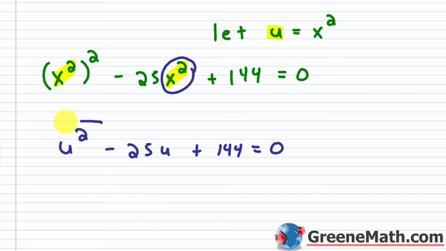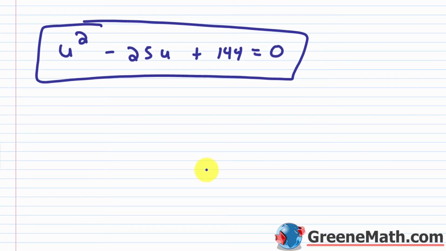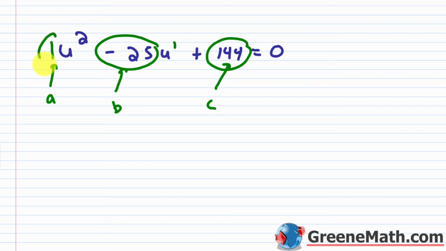Now, if I saw this initially, I would have a quadratic equation, and I could solve that either by completing the square or the quadratic formula, or again, in some cases with factoring. So let's go ahead and solve this using the quadratic formula, because I think that's usually the easiest scenario. My a, my coefficient for u squared in this case, is 1. B, the coefficient for u to the 1st power, is negative 25. And C, my constant, is 144.